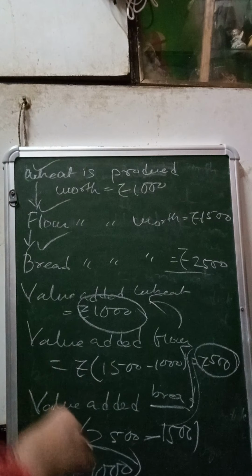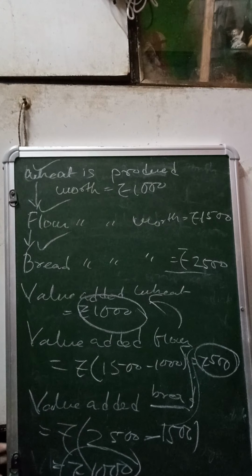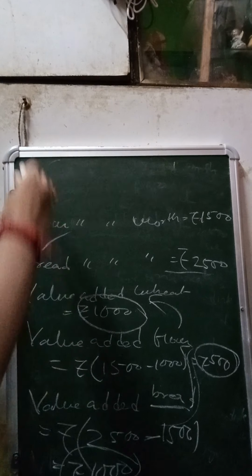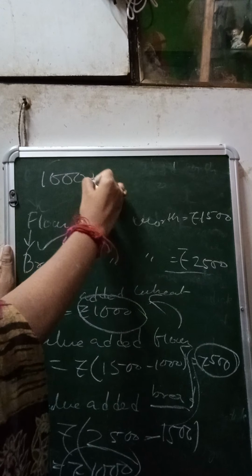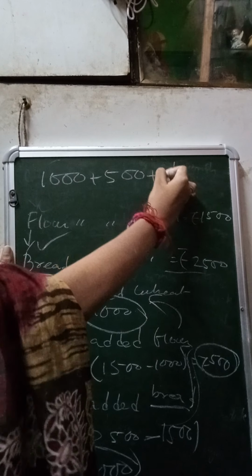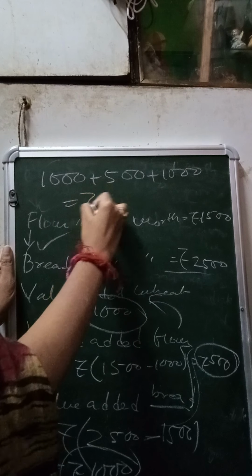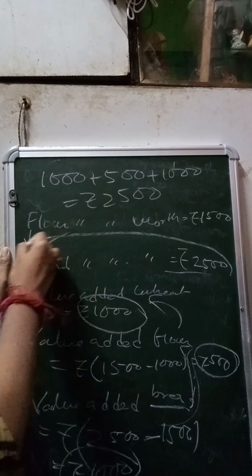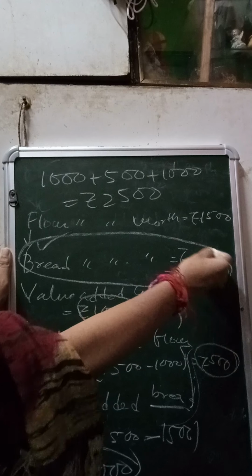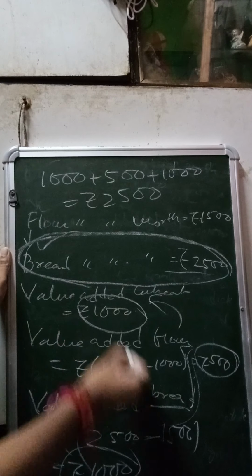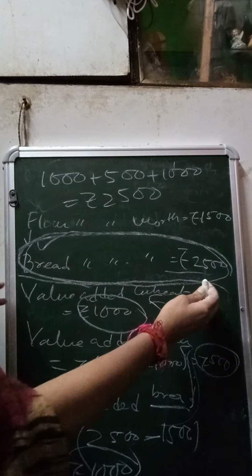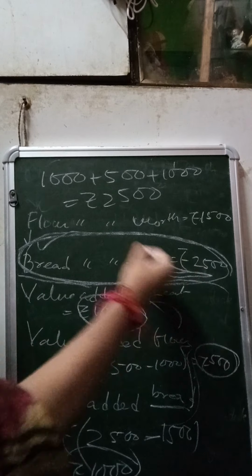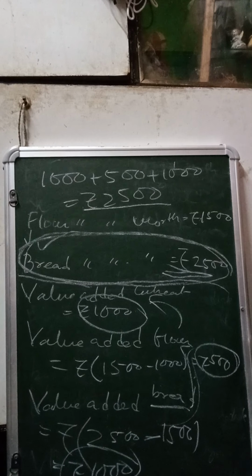Now if we add this up, that is 1000 plus 500 plus 1000, that is rupees 2500, and that is only the value of the final output, which is my bread. Understood? If we add all the values at each and every step, we will only get the value of the final output, and that is 2500, and here it is also coming 2500.